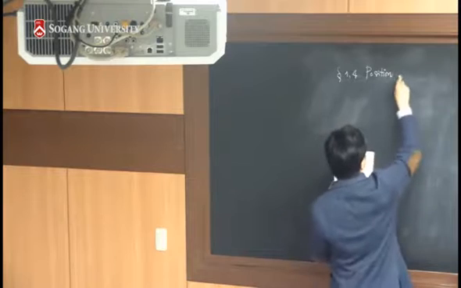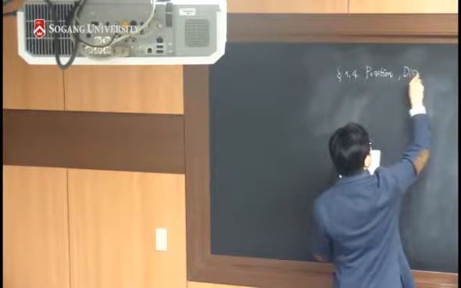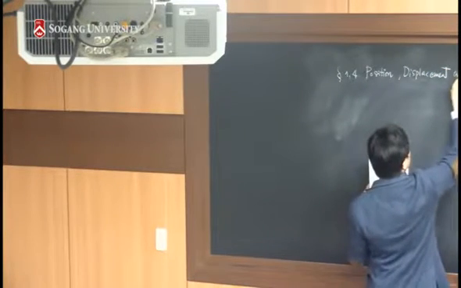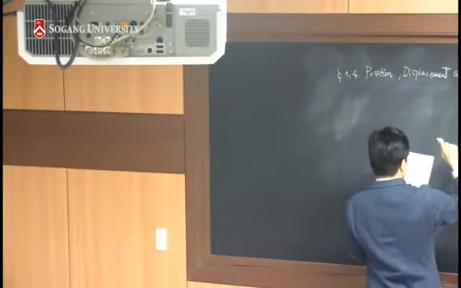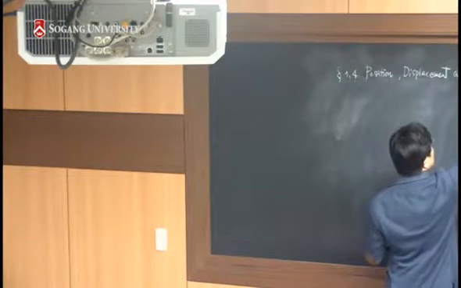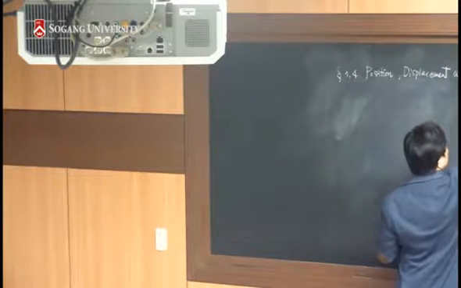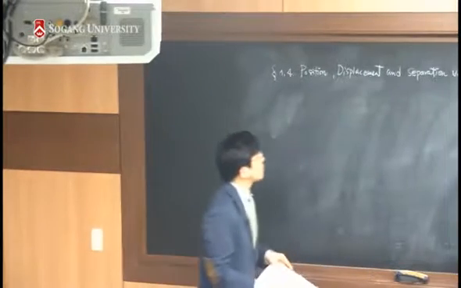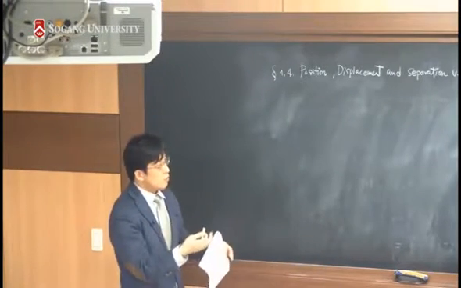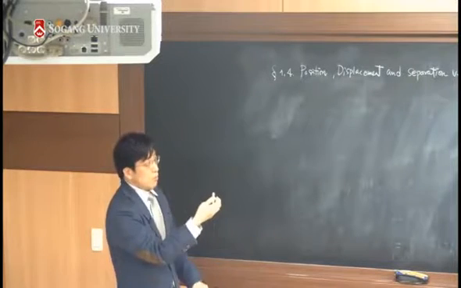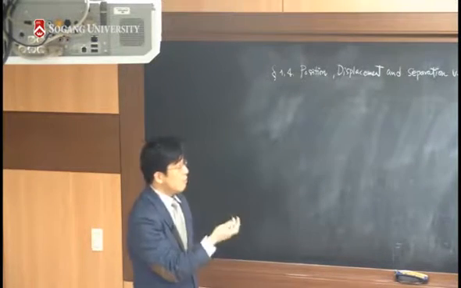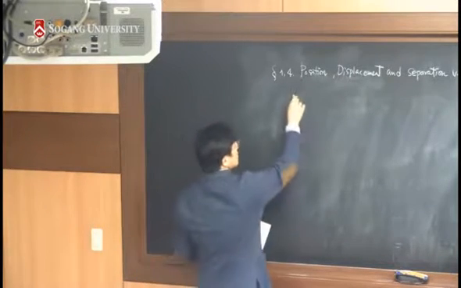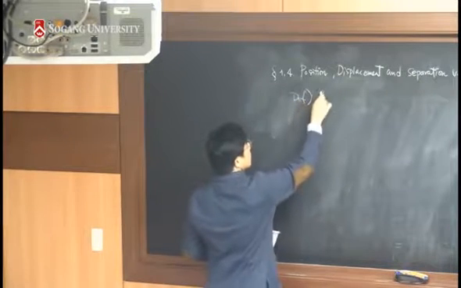Position, and displacement, and separation. Okay. So we slowly use the notion that we introduced in mathematical terms in the description of a physical object. Okay. So that is the definition of a position vector.